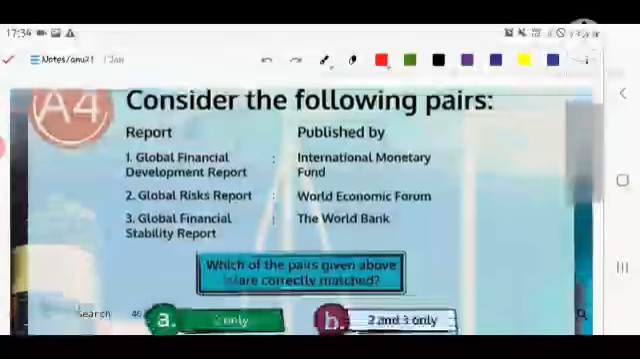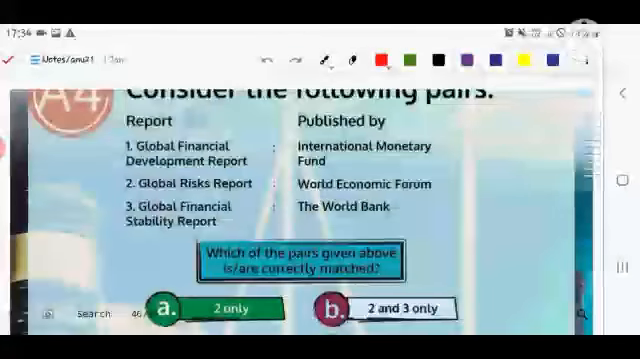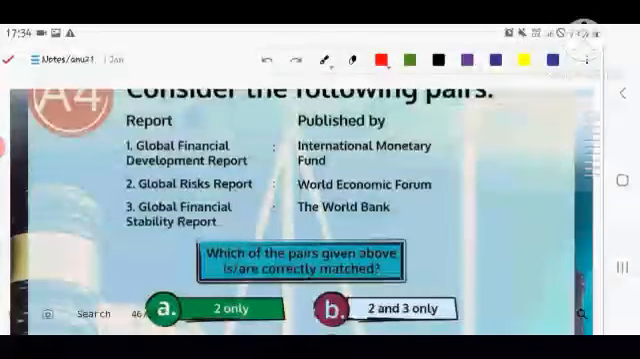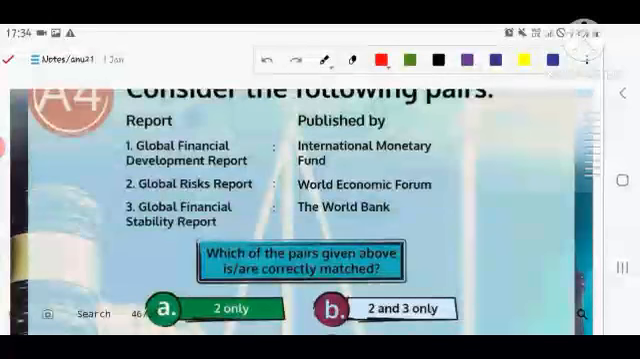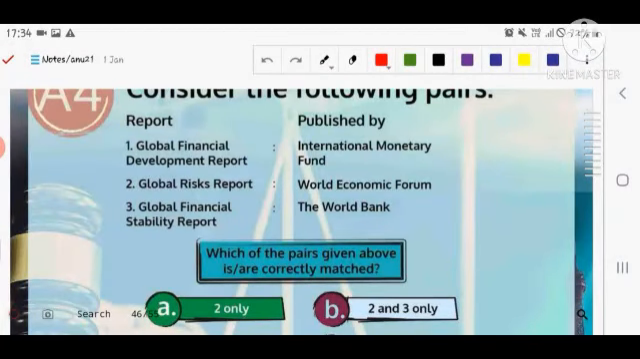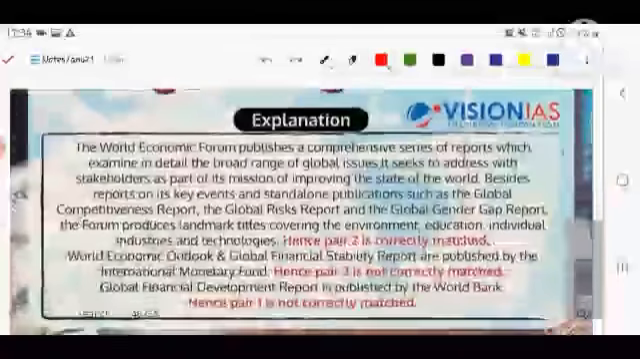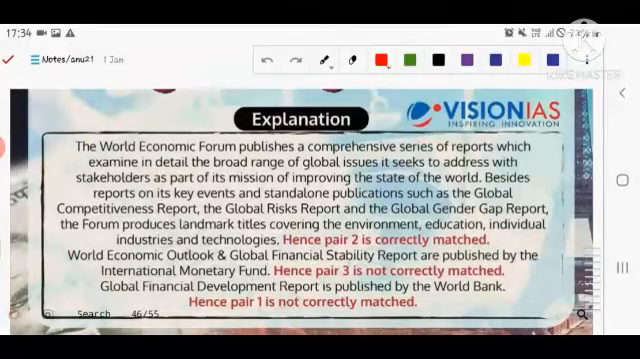Let's see the next question. I think the second itself is correct, otherwise not. For example, the Global Risk Report is published by the World Economic Forum. The Global Financial Stability Report is published by the IMF. The Global Financial Development Report, because it is about development, is published by the World Bank. Sometimes there is a bit of oppositeness that can be found there. So the second is correct here.